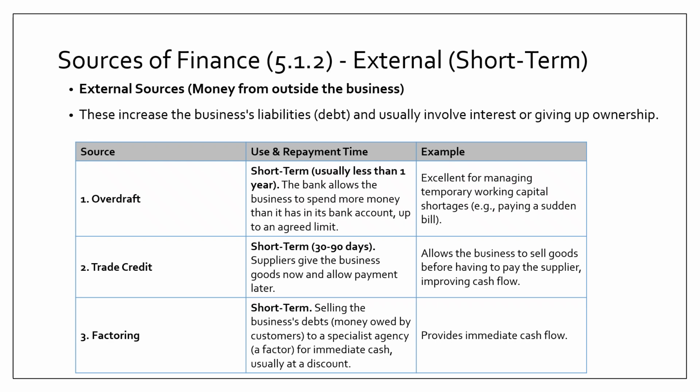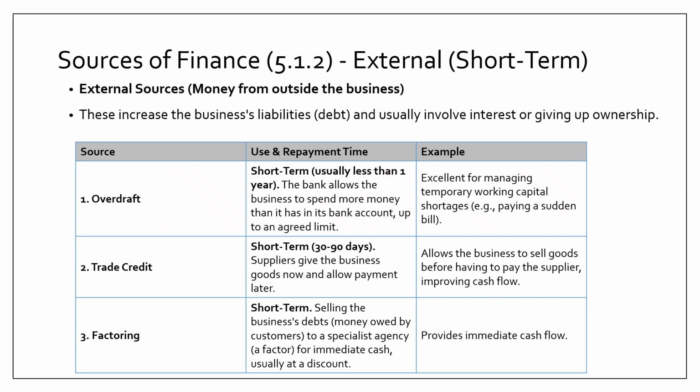This is again a short-term external source of finance, which is between 30 to 90 days. Here, the suppliers give the businesses goods now and allow payment later. For example, it allows the business to sell goods before having to pay the supplier, improving the cash flow.